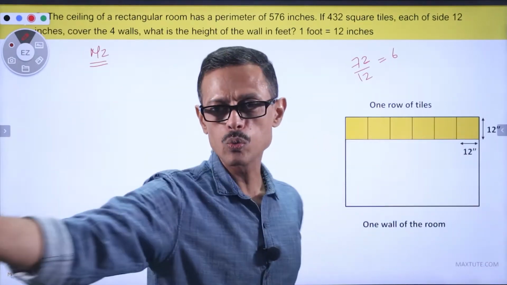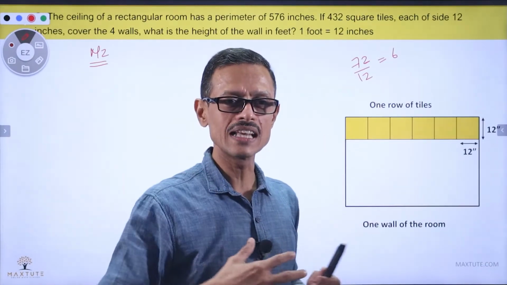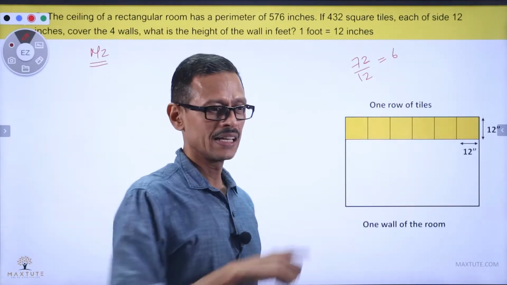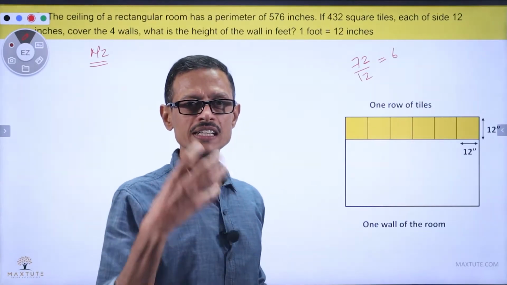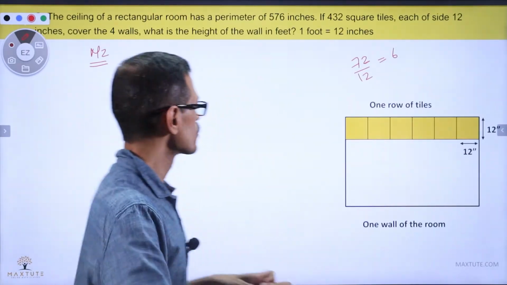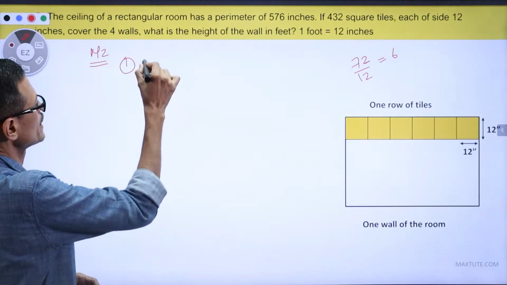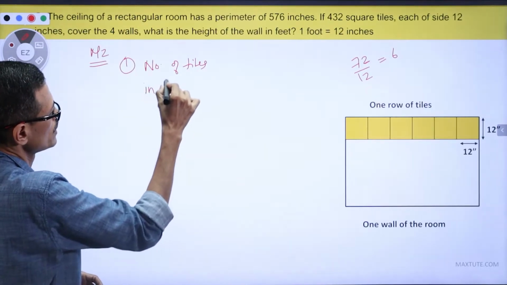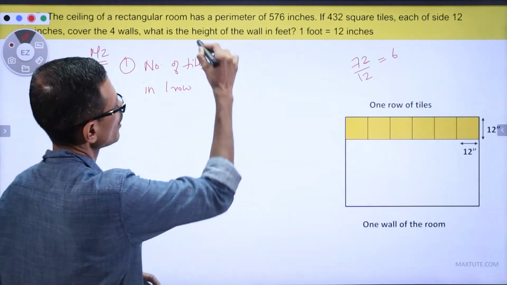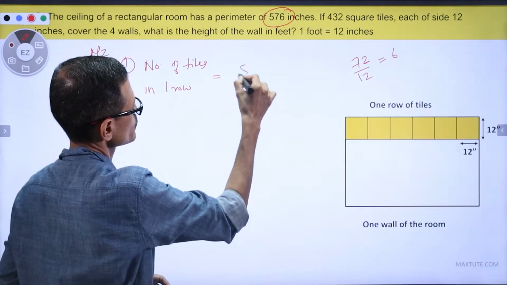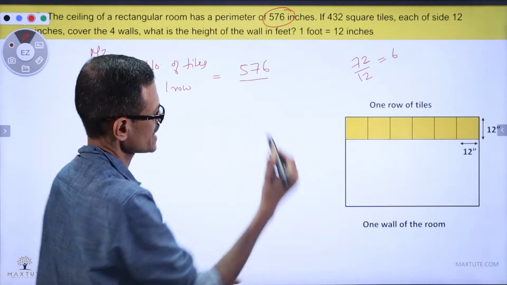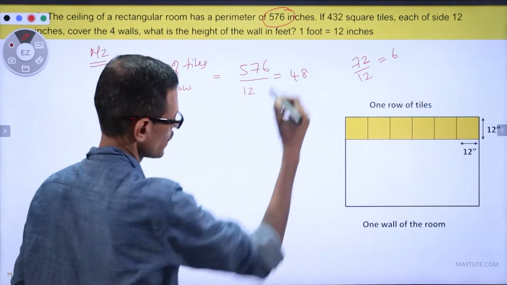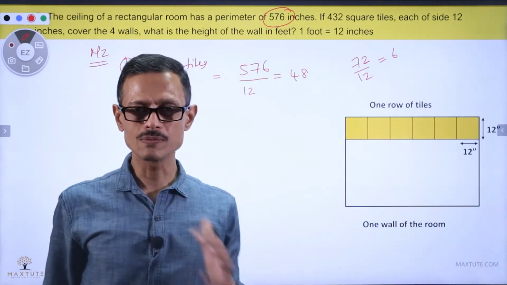So all four walls taken together, what is the total length of tiles required to tile one row? That is going to be the perimeter of this room. Length plus width plus length plus width is the total length that you're going to cover. So the first step is we are computing the number of tiles in one row of all four walls. All four walls taken together, the length covered is 576 inches. Each tile width is equal to 12 inches. So 576 divided by 12, you will require 48 tiles for one row.